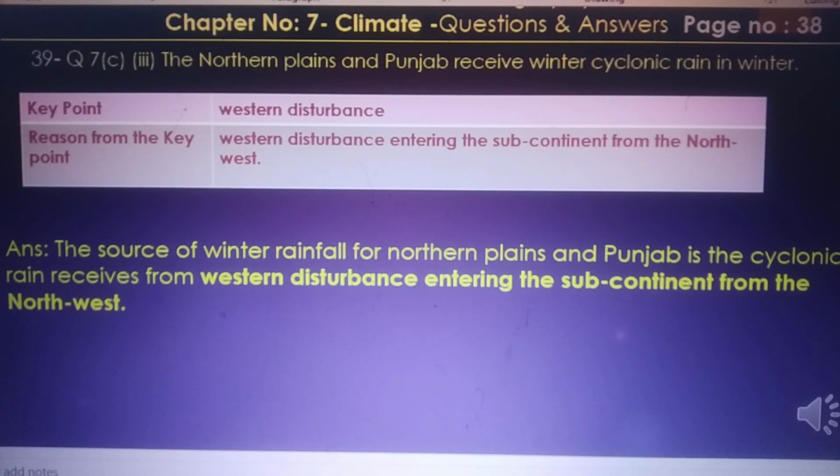Question number 39. The northern plains and Punjab receive winter cyclone rain in winter. What is the key point? Western disturbance. The reason from the key points: Western disturbance entering the subcontinent from the northwest.